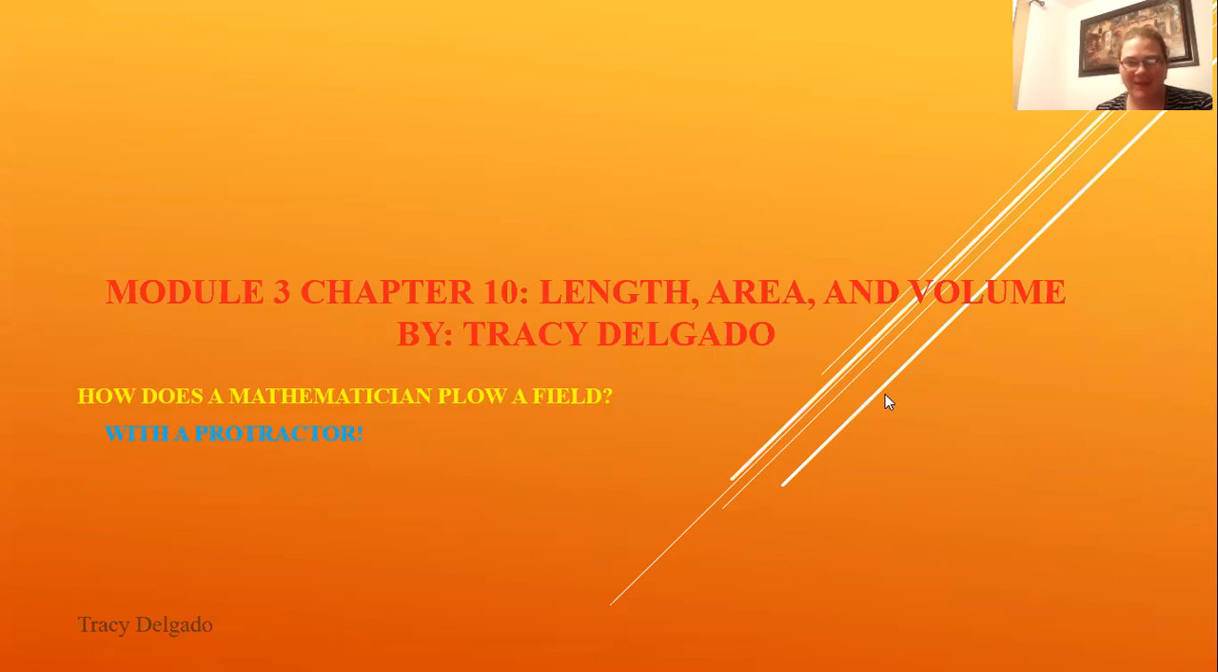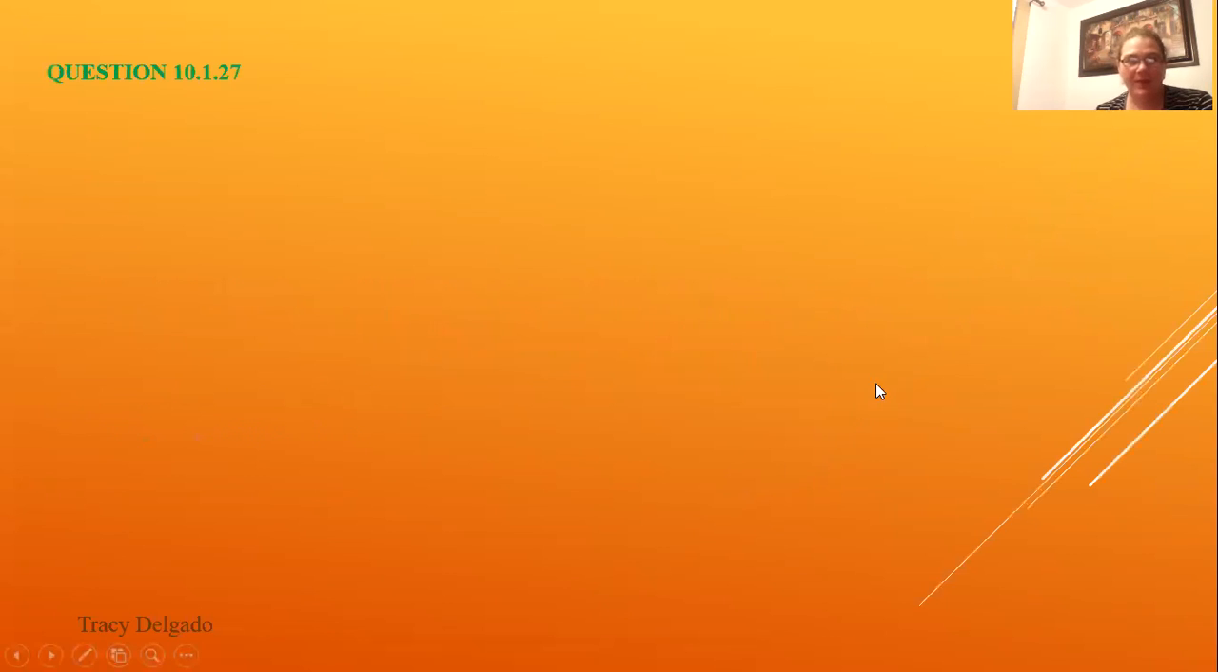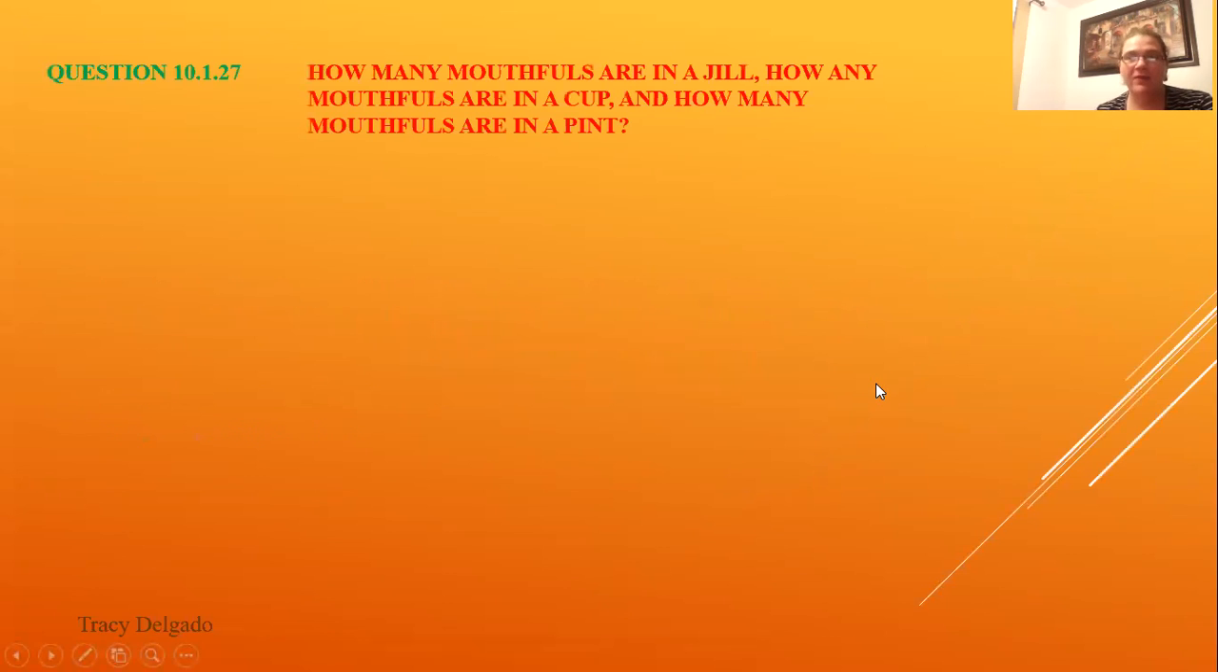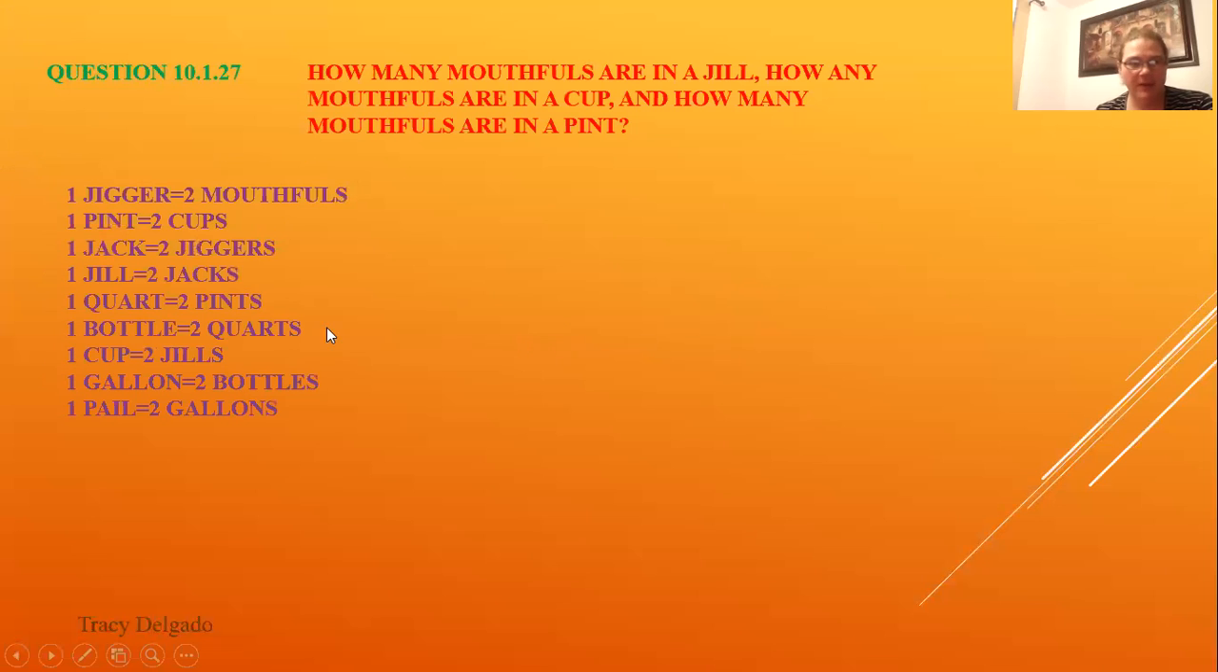Let's get started with our lesson. The first question is how many mouthfuls are in a gill, how many mouthfuls are in a cup, and how many mouthfuls are in a pint? And if you're like me, you think that is a mouthful in itself. Well, we have our chart over here saying what each thing will represent. So we're supposed to find how many mouthfuls are in a gill.